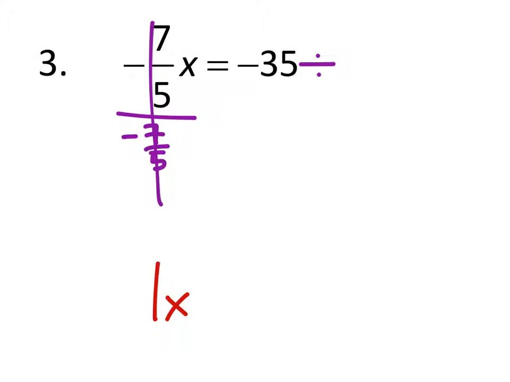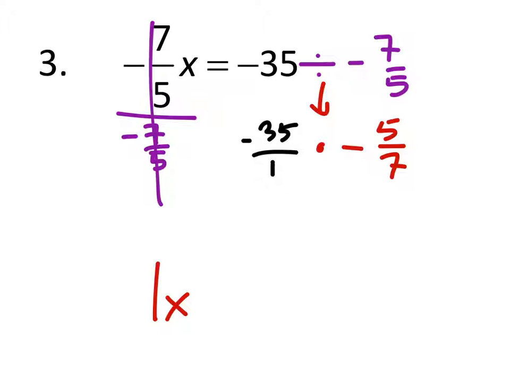But if I do it to one side, I got to do it to the other side as well. So I'm going to divide negative 35 by negative 7/5. But we'll change this to multiplication and flip the fraction to 5/7. Now I'm going to write this negative 35 as negative 35 over 1. And we can simplify this, but let's say that we didn't notice that we could. So we got the two negatives. That's going to change that to a positive.